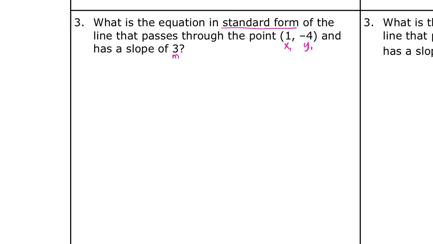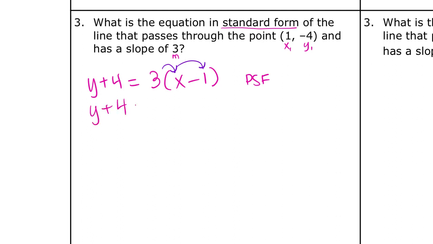So let's start with point slope form. Y minus y1, and we are using negative 4 for our y1, so this negative sign is going to turn this minus into a plus. Equals m, we're using 3, parentheses x minus x1 is 1. So this is point slope form, but we got to continue. So let's distribute the 3. Y plus 4 equals 3x minus 3. Make sure you multiply both terms.